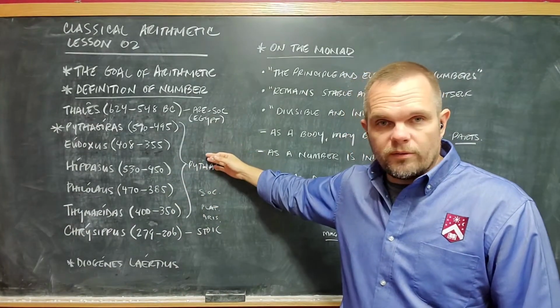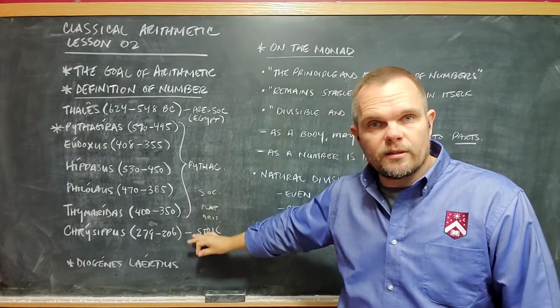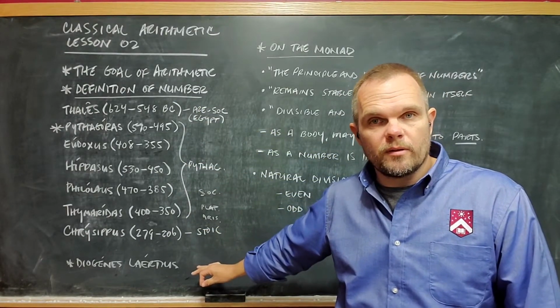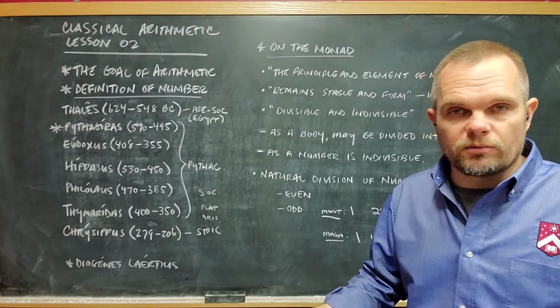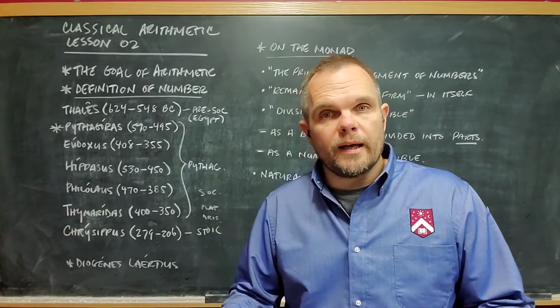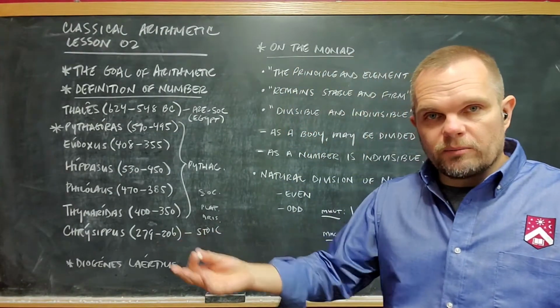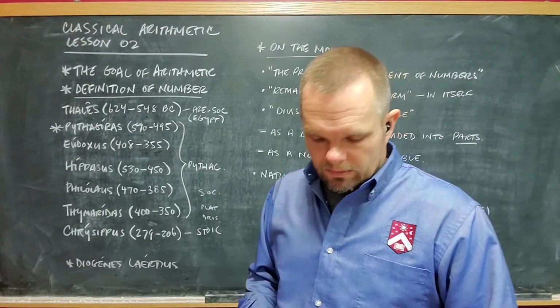But the goal of this lesson is for us to simply see how these ideas were worked out and developed over time, so that as we get into our study of classical arithmetic, we can begin with a good definition of number and of monad, so that we can begin our studies and have an established definition. All right?